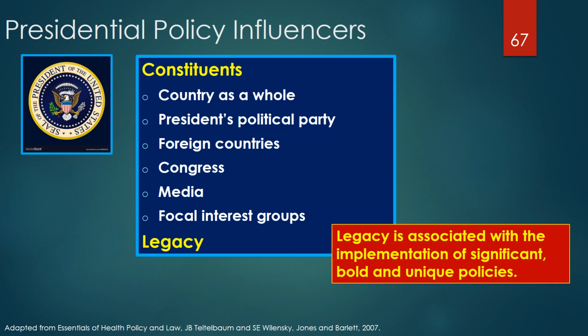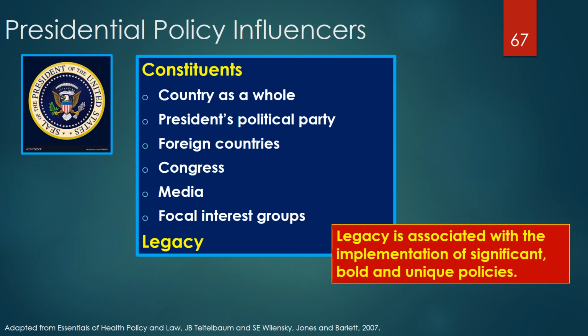Lobbying and influence from focal interest groups is important and specifically applies to large nationally influential organizations like the American Medical Association, the National Rifle Association, American Public Health Association, oil and gas organizations, environmental groups, etc.